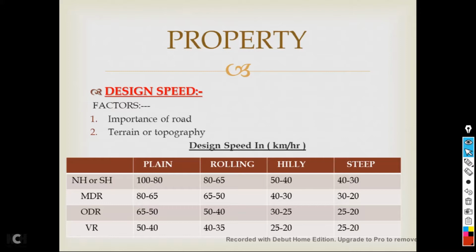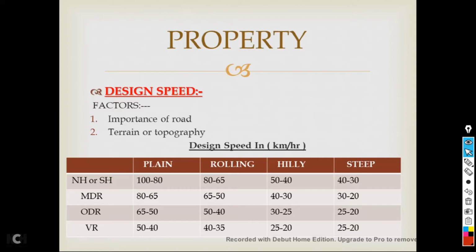Okay, and the design speed of a highway depends on two factors. The first factor is importance of the road, and the second factor is terrain or topography. Now, what is topography? Topography means all the environmental conditions of the particular site where the road will be constructed. Okay, and IRC, the Indian Roads Congress, has provided some guidelines about the design speed during the design of a particular highway. They separate the roads in various ways. NH stands for National Highway, SH stands for State Highway, MDR stands for Major District Road, ODR stands for Ordinary District Road, VR stands for Village Road.